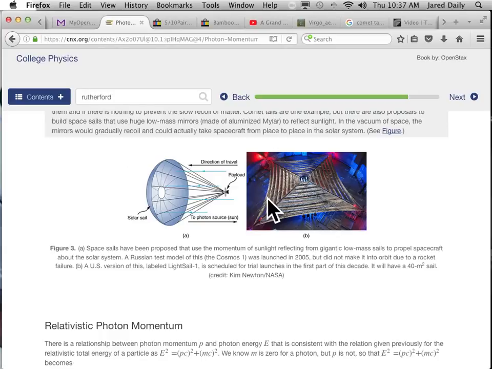But if you're interested in a one-way trip, or if you're interested in a two-way trip and you can carry some fuel with you for slowing down or for stopping and turning around, then it's actually a very good thing, because a solar sail is not going to weigh very much. It's going to be very, very thin material. Mylar is a very, very thin material.